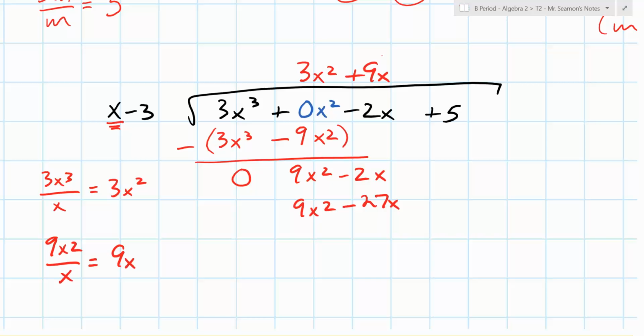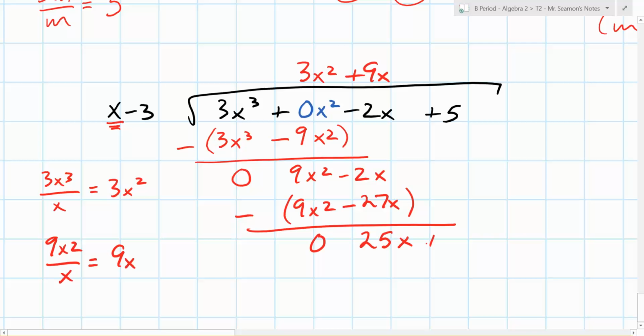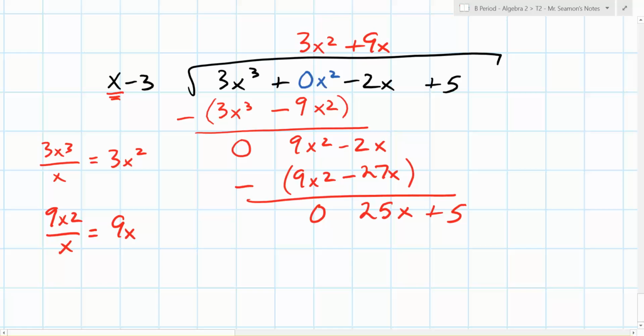You get this. What do I put in? Parentheses. Please put those parentheses in. And what do I do? What operation? Subtract. So I get 0. That's nice. Can someone raise their hand and tell me what's next? Hannah. 5 plus 25x. 25x plus 5. What's the new leading term?